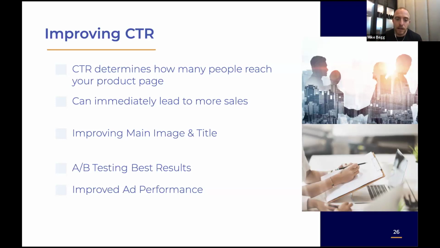The main ways to fix your CTR is essentially what people see when they are searching in search results or through ads. They're seeing your main images, they're seeing your product title. You need to make sure that your main images look great. You need to make sure that your product title is relevant to what the customer is actually searching for. And a couple of different ways to actually find that out is A/B testing within the Amazon platform. So if you are A/B testing your main images, A/B testing your product titles, it's probably going to be the best way that you are going to be able to improve your click-through rates.